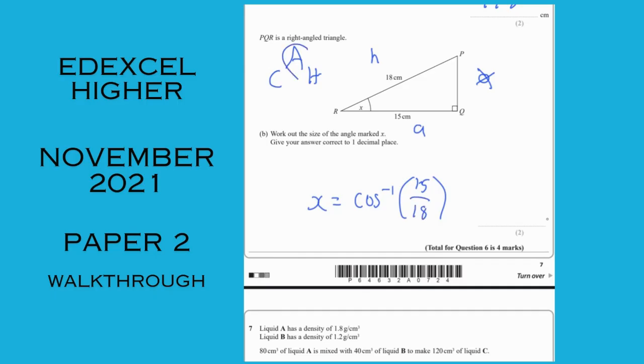Or don't forget to use your triangle, particularly for TOA. A over H, 15 over 18. And when you bash that in your calc to one decimal place again, we are scoring 33.6.